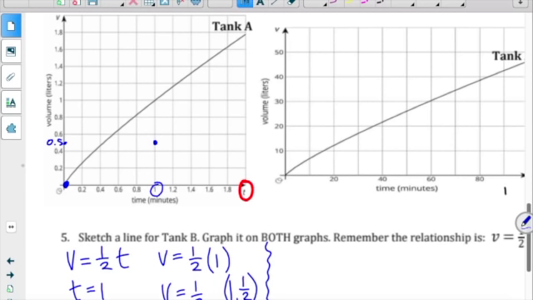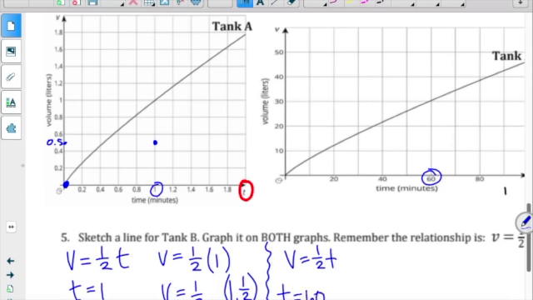Okay, my other graph, again, I'm going to pick a number on my x-axis right in the middle, pick 60. So I'm going to use the same equation. Volume is equal to 1/2 T. And this time I made T 60, so I'm going to write T is equal to 60.